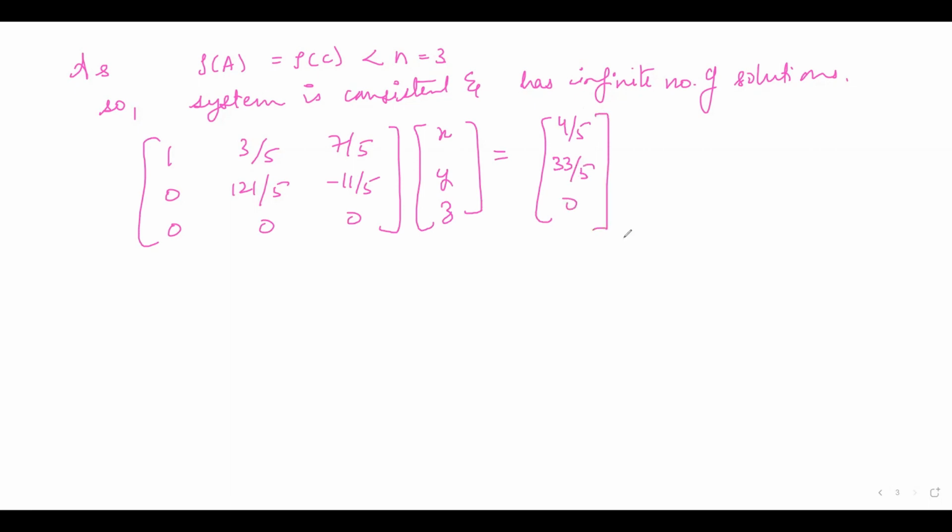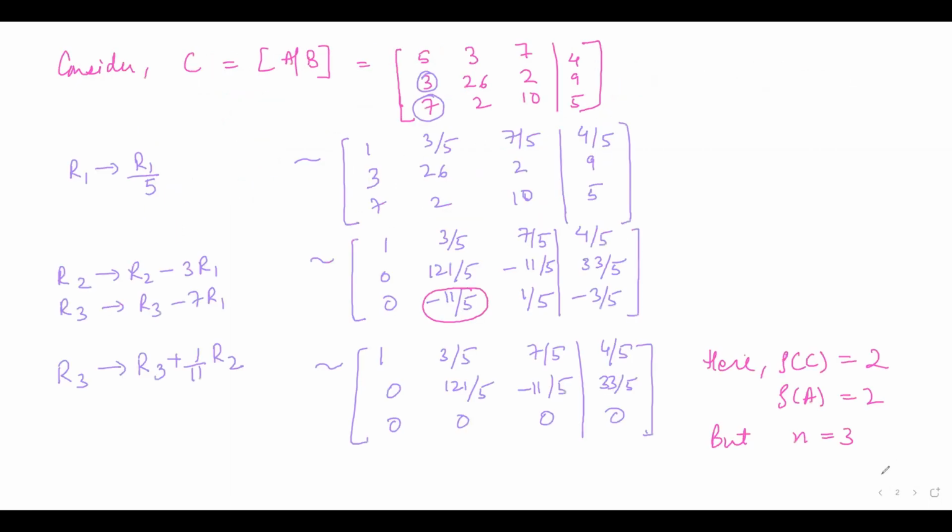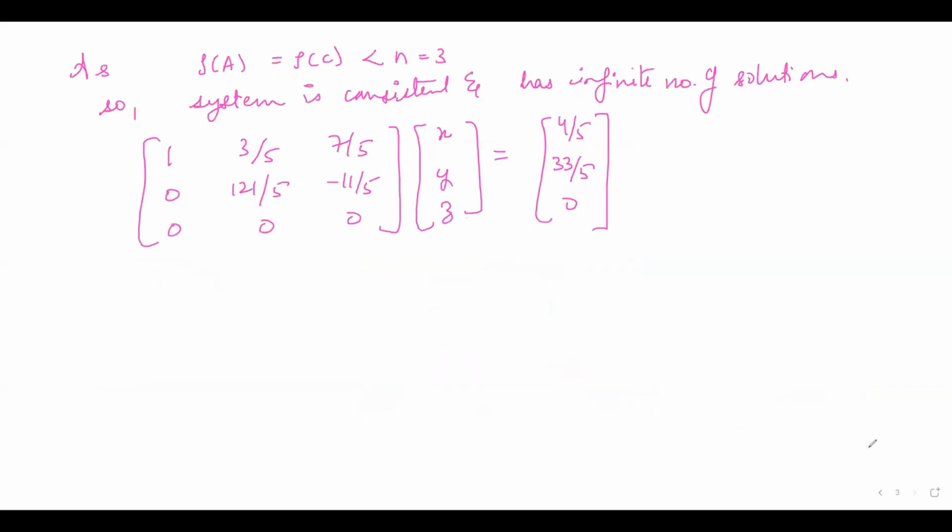So when can we expect infinite number of solutions? I'll give you a hint. When in the last row, this element is also 0, then for sure you are having an infinite solution. If you have a number here, then you would get no solution, that we had in the previous question that I took in the lecture. Because there it was having a number. So the system is inconsistent.